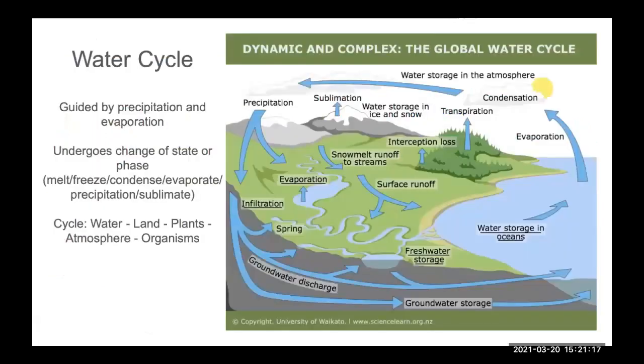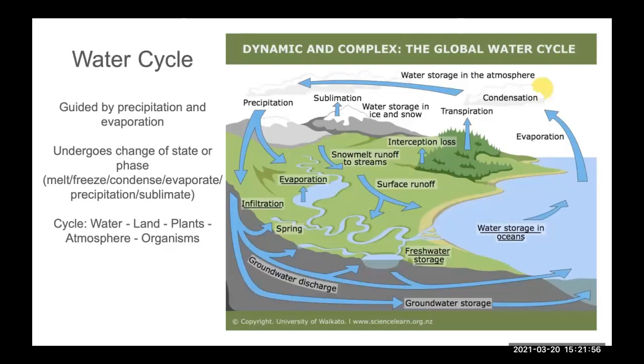The next cycle we'll talk about is the water cycle. The water cycle is guided by precipitation and evaporation. You can see precipitation is the rainfall. Evaporation is the water being evaporated back into the atmosphere, or taken back up by the atmosphere. It is then condensed back into a water form, turned into clouds, and eventually the clouds hold so much they are saturated and the rain comes down.